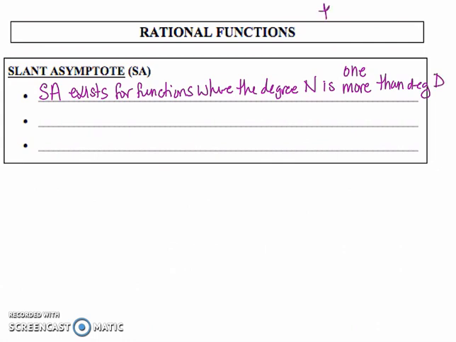Now remember, if you go back and you look at the earlier part of the notes, remember that when our numerator is greater than our denominator, this means that there is no horizontal asymptote, okay? So if you don't have a horizontal asymptote, it is possible that you could have a slant asymptote if the degree of your numerator is 1 more than the degree of your denominator.